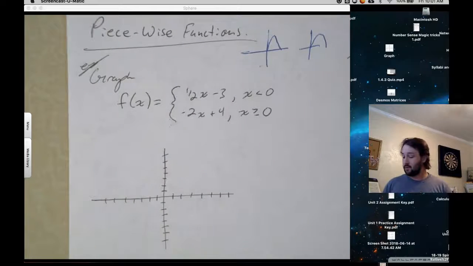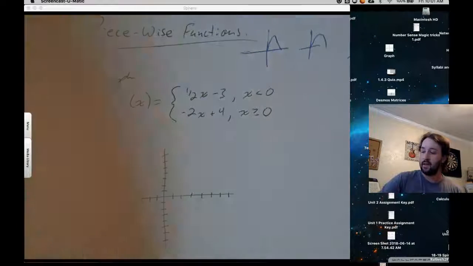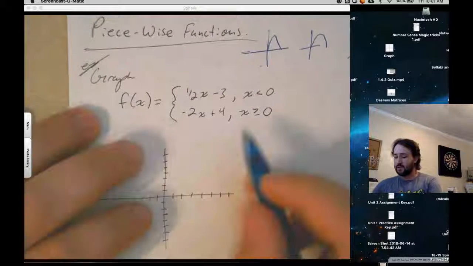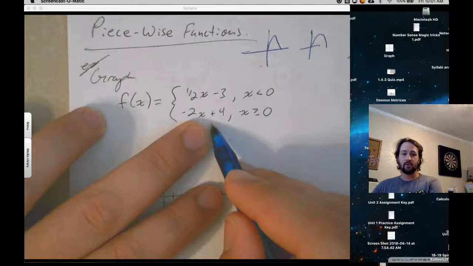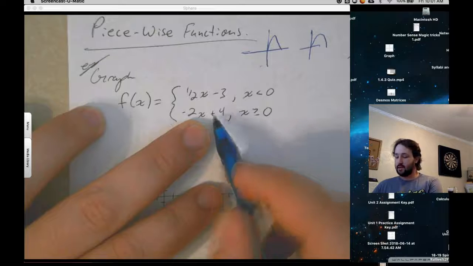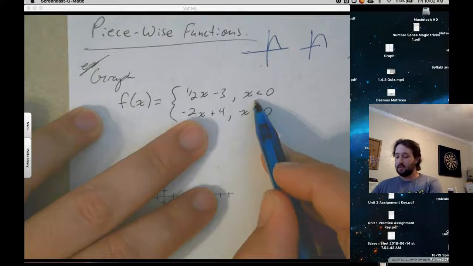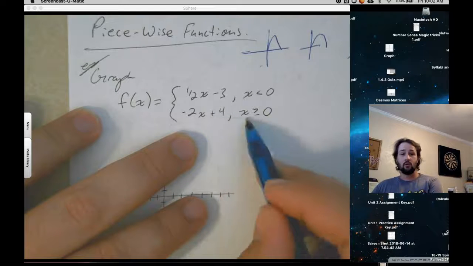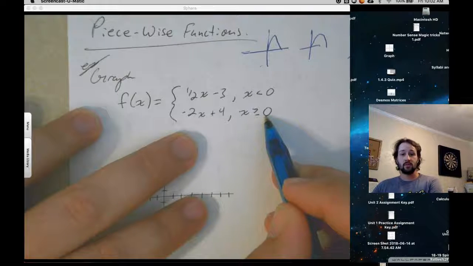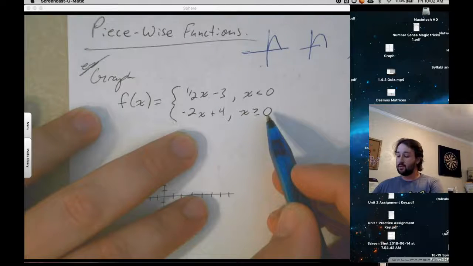So let's see how we can actually graph these things. So the first thing I notice is I have kind of two different equations in this thing. So it's saying it's this equation only when the x values are less than 0, and it's this equation only when the x values are greater than or equal to 0. So we're kind of creating two different equations.